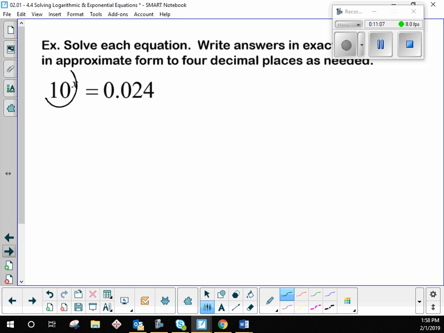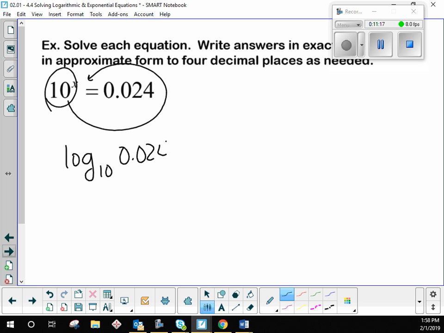So lasso, you're starting with the base. You're lassoing around. It's an exponential. We're going to log. So log base 10 of 0.024 equals x. There's nothing else that needs to be undone for the x, so we're done. How else could I have written this and still been okay? Right, just log 0.024. Because log base 10, you don't have to write the 10, it's understood. That's a common log. So either one of those forms is good. Right, so not too bad.